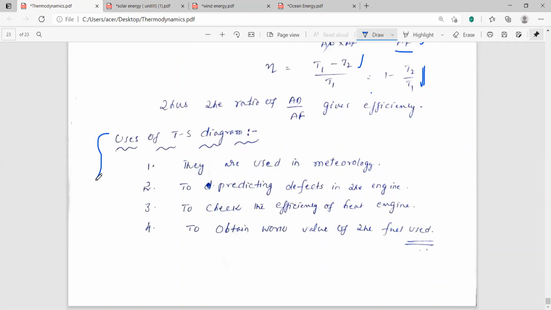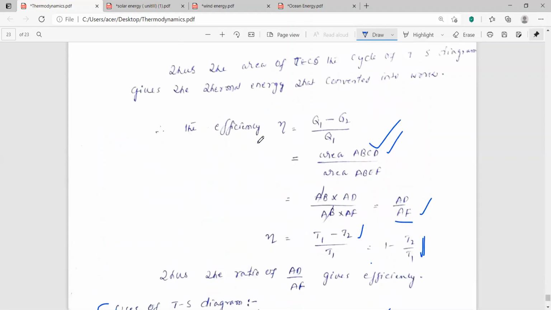So again, there are so many uses of this TS diagram. It is mainly used in metallurgy to predict the defects in engines. To predict the defects in huge engines, at which location the defect is can be predicted using this TS diagram. It is also used to check the efficiency of the heat engine and to obtain the work value of the fuel used. So there are so many uses of this TS diagram. This is a very important one.